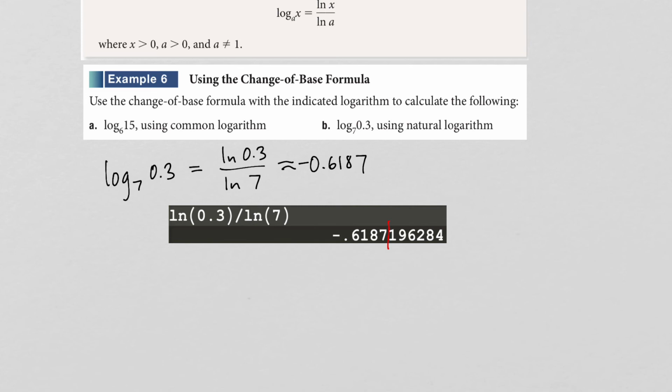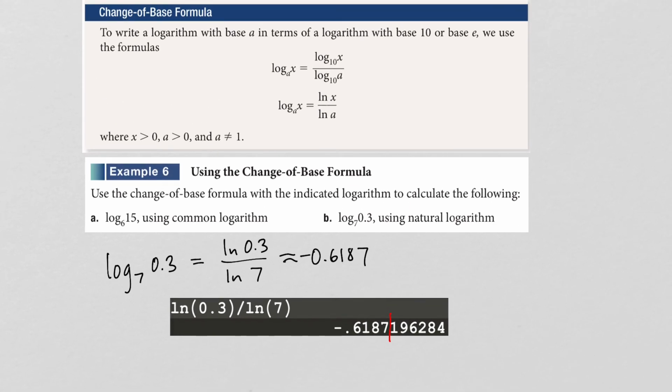So this change of base formula allows you to find any logarithm of any number. It doesn't matter what the base is, you can calculate it with this change of base formula.